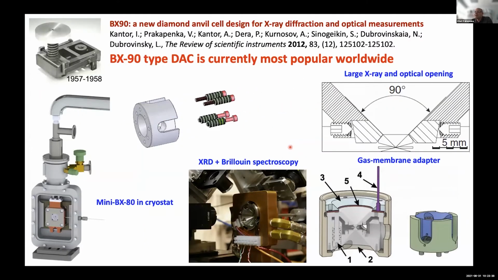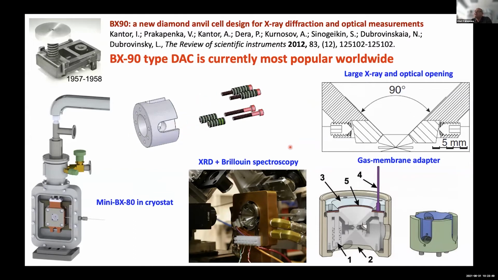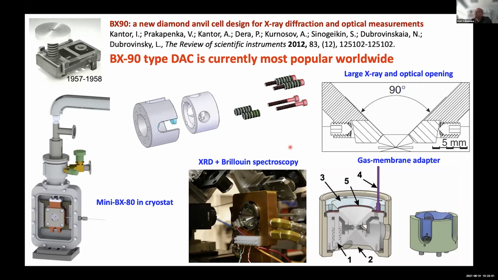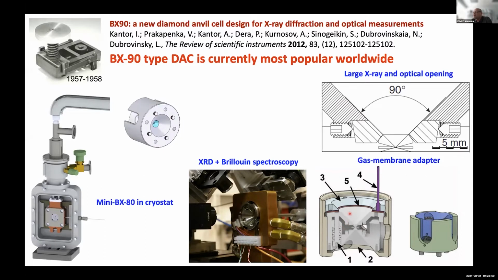I would like to mention a few things that were developed at GSECARS, and are now used worldwide. One of them is a diamond anvil cell. It's called BX90. Originally, we developed it with an indicating counter for Brillouin spectroscopy to have a very large opening, and at the same time, we can put a heater inside and do Brillouin spectroscopy combined with single crystal diffraction.